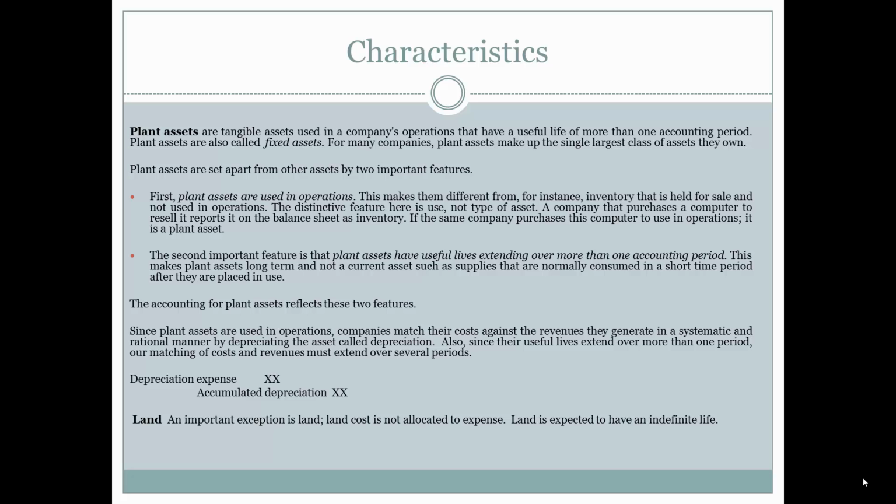An important exception is land. Land cost is not allocated to expense as land is expected to have an indefinite life.